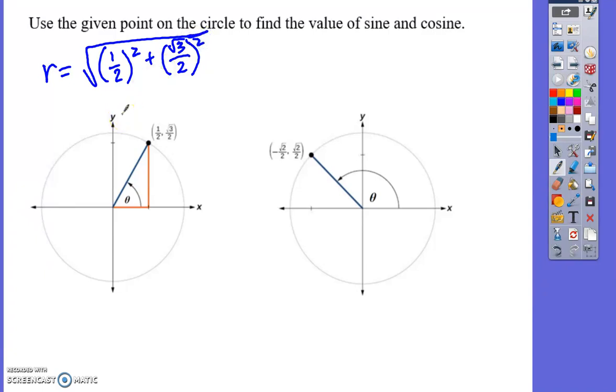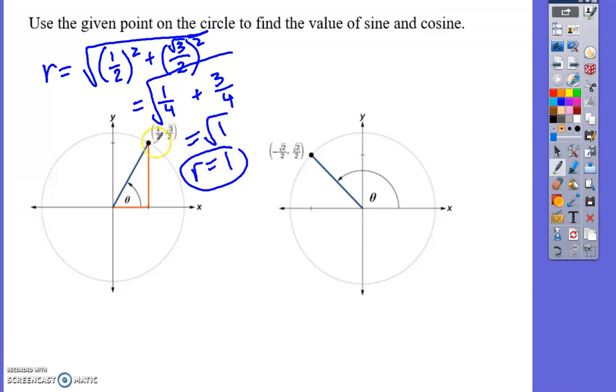And so we have these two things. We continue, and that leads to 1/4 for (1/2) squared plus (√3/2) squared. The 3 over 4, the square root of that is the square root of 1, which is equal to 1. So r is 1. Now I have r. I already have x and y in my point right there.